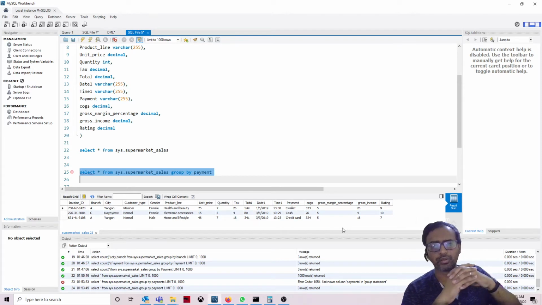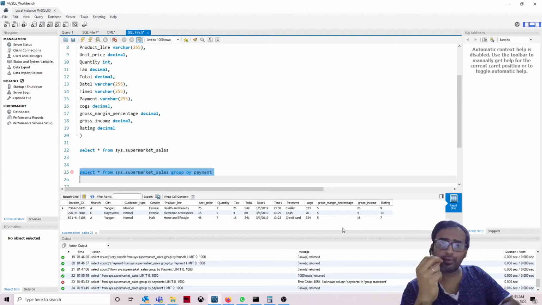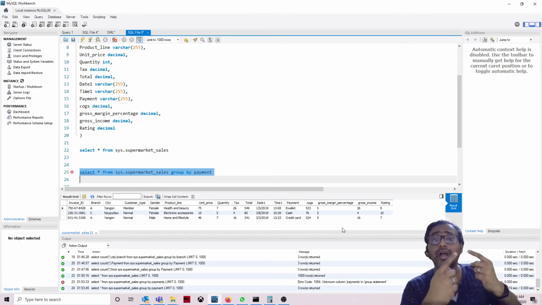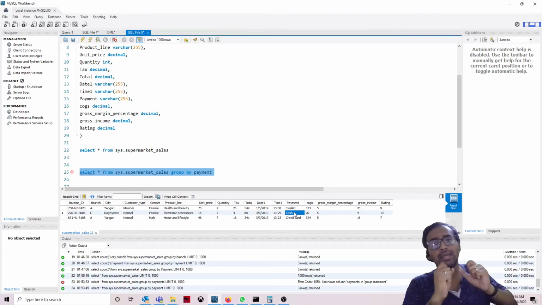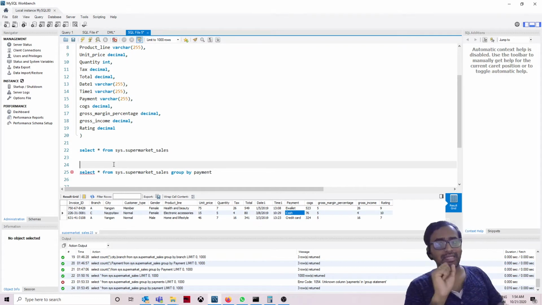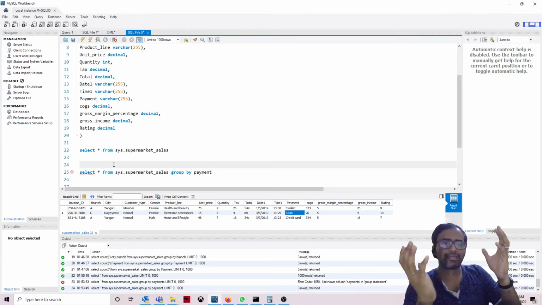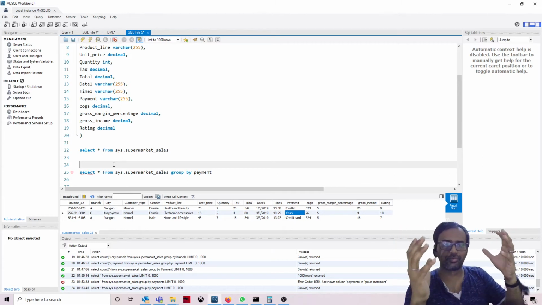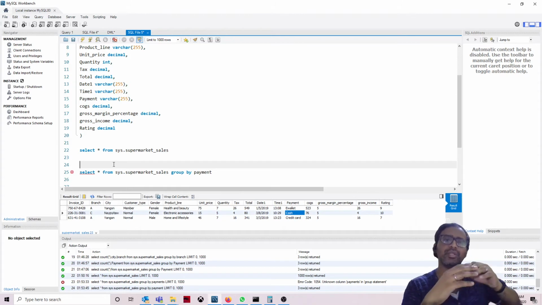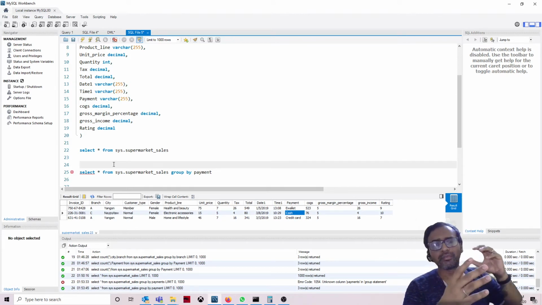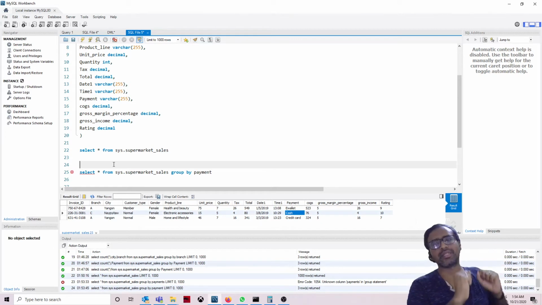If you remember, we talked about two different things: group by and aggregations. Now I group by based on payment. Now what do I need to do? I need to count how many e-wallet transactions per day, how many cash transactions per day, how many credit card transactions per day. And that's where the aggregation comes into place. Group by and aggregations are like friends, brothers. They mostly travel together. There are cases where you can use only aggregations without group by, but whenever you use group by, you definitely use aggregations.